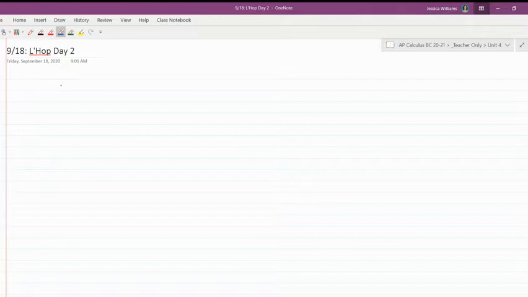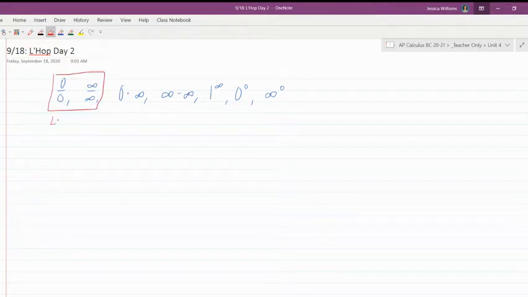So if you remember, I think I'll just write all of them again. These are your 7 indeterminate forms. It is imperative, that means important, that you know them and can recognize them. From yesterday, these are the only 2 forms that you can L'Hopital.